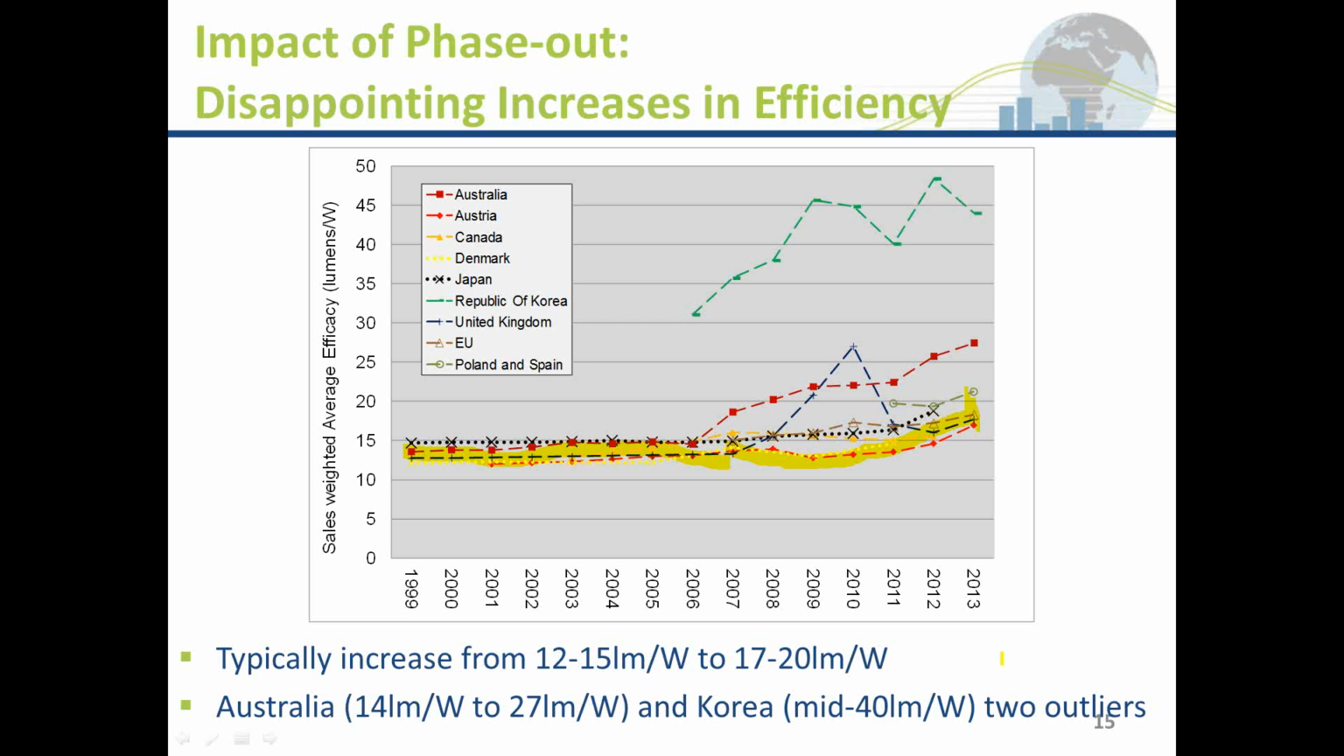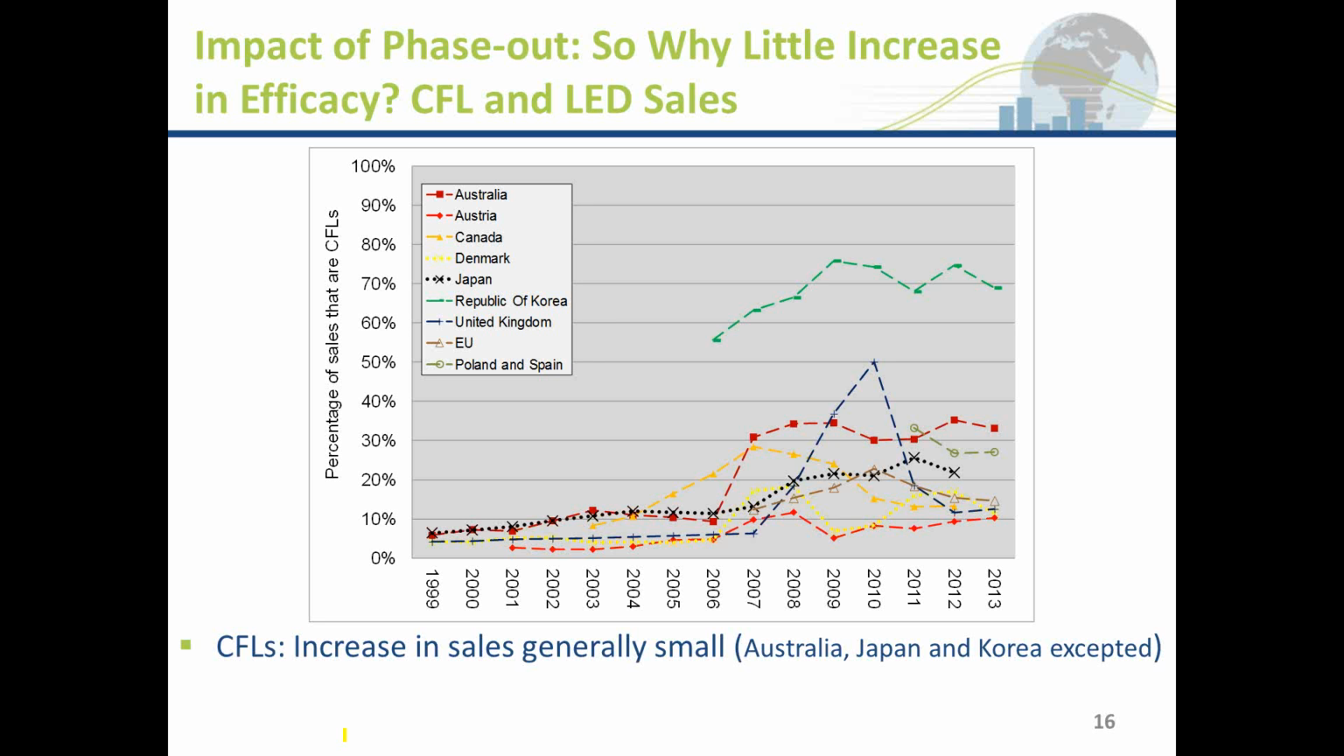In general, a slightly disappointing increase in efficiency. So why is that? Where have all the lamp sales gone? Let's have a look at CFLs and LEDs. So again, this looks a bit cluttered, but let's do it in stages. This is the same graph as we had for incandescents, but in this case it's CFLs. We have time along the bottom, and then the percentage of all sales of the CFLs. Take that off.